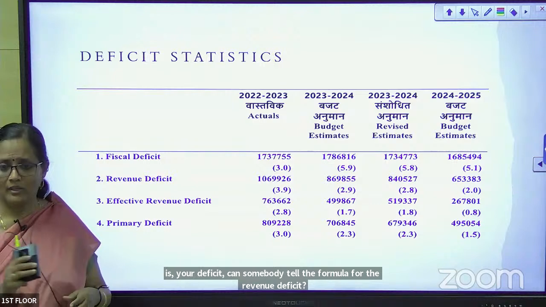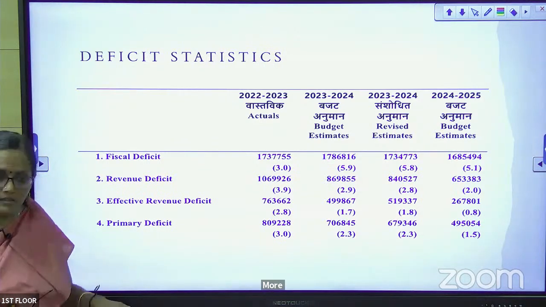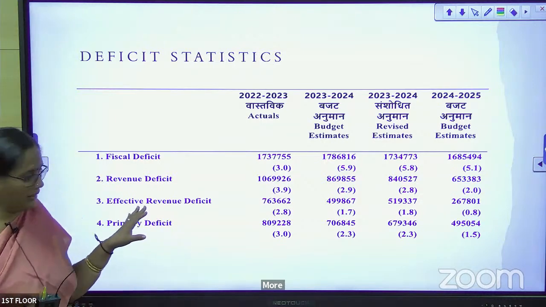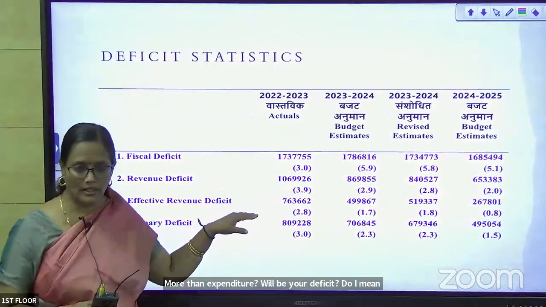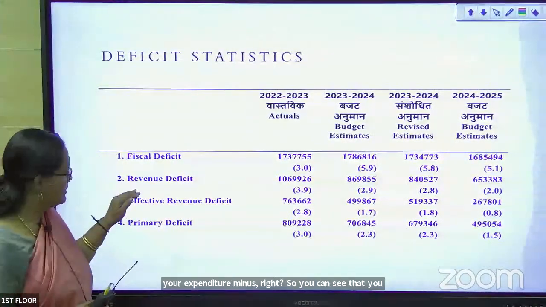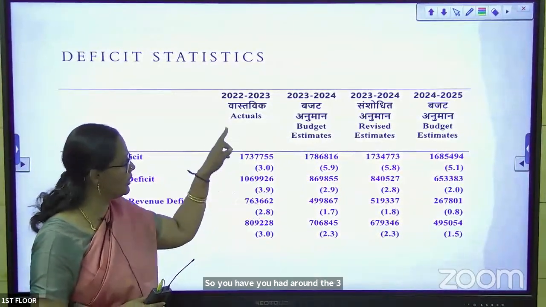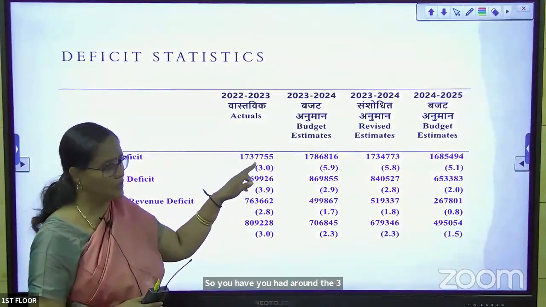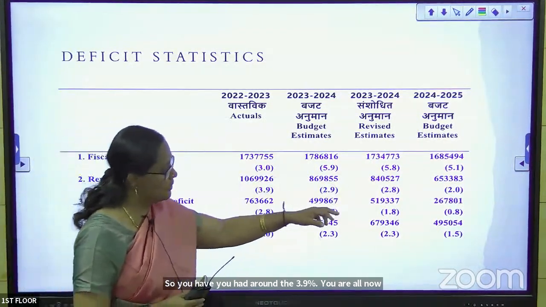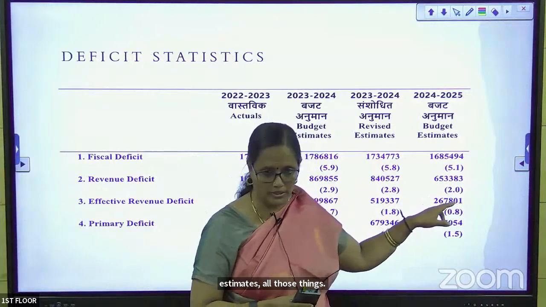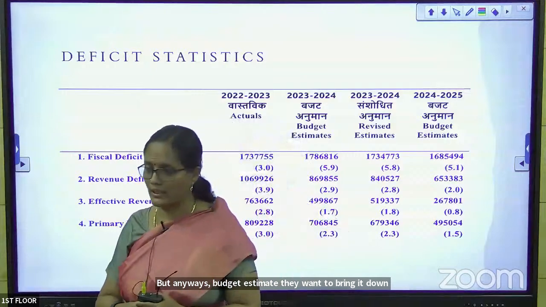Total expenditure, revenue deficit, revenue expenditure minus revenue receipts, right? So you can see that you have to take into account the numbers which are given in the brackets here. So you had around 3.9%. You are all now familiar with these words: actuals, revised, budget estimates, all those things. But anyways, in the budget estimate, they want to bring it down to 2% in the upcoming year. In the current financial year, we have it around 2.8%.